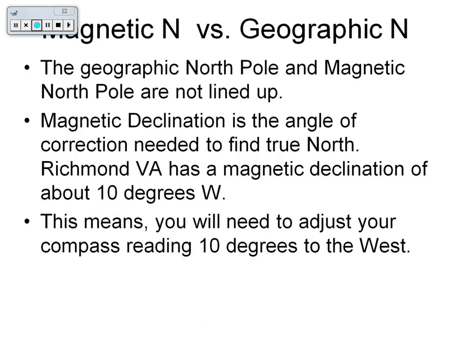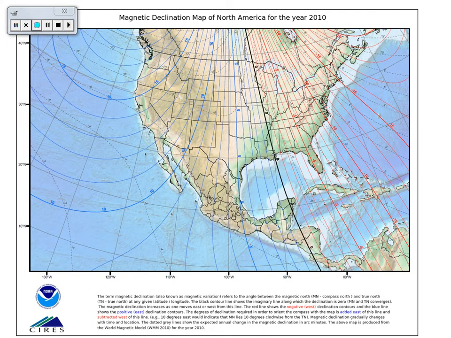Because it's pointing you to the magnetic north. And the change that you need to make is called the magnetic declination. It's an angle of correction needed to find true north. Richmond, Virginia has a declination of about 10 degrees to the west, which means you're going to need to adjust your compass reading about 10 degrees to the west.